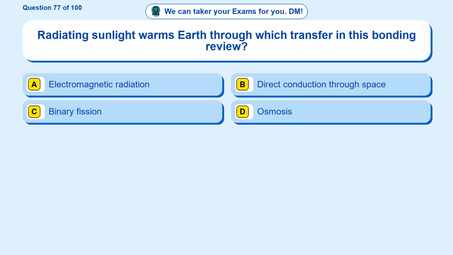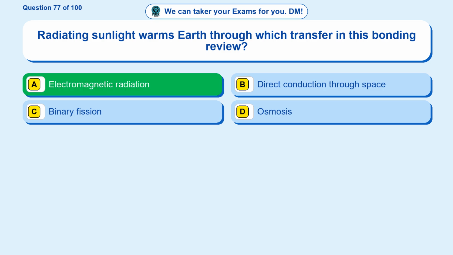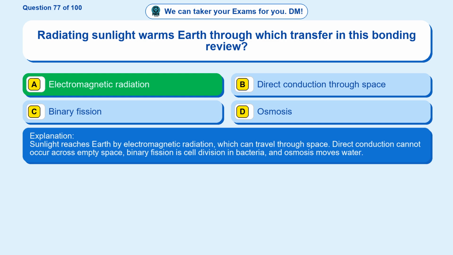Question 77. Radiating sunlight warms Earth through which transfer in this bonding review? Option A, electromagnetic radiation. Option B, direct conduction through space. Option C, binary fission. Option D, osmosis. The correct answer is option A. Electromagnetic radiation. Sunlight reaches Earth by electromagnetic radiation, which can travel through space. Direct conduction cannot occur across empty space, binary fission is cell division in bacteria, and osmosis moves water.